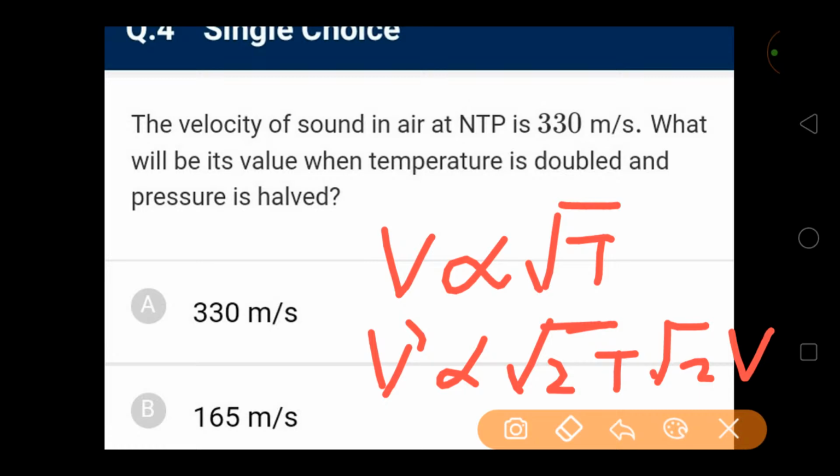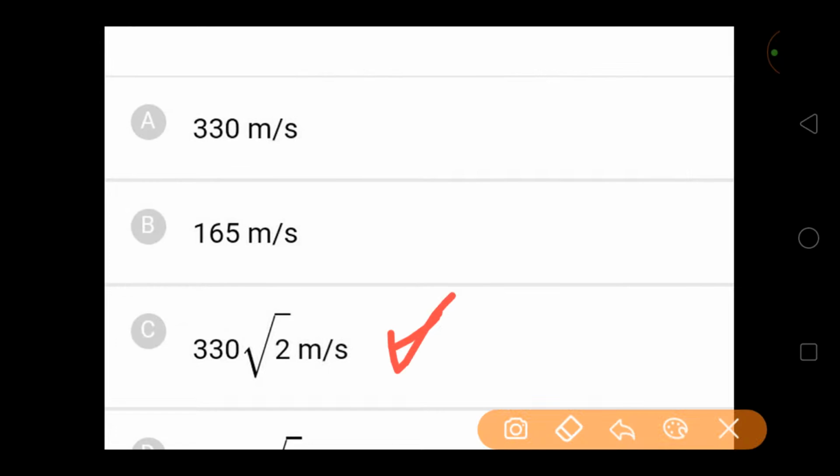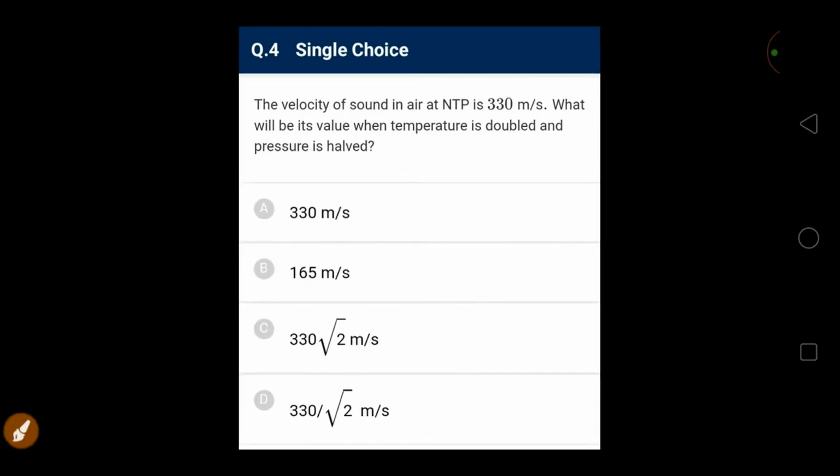So it is independent of pressure. It depends only on square root of temperature. So root 2 times it increases. So this option would be right. Root 2 times.